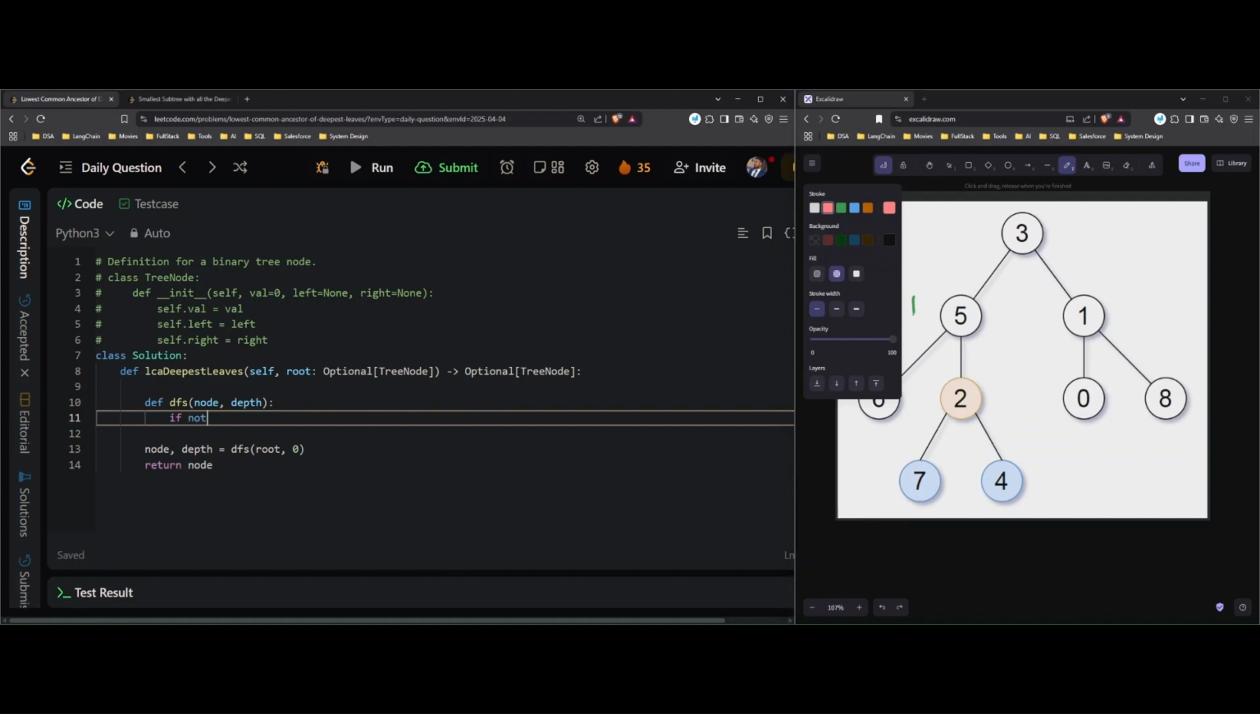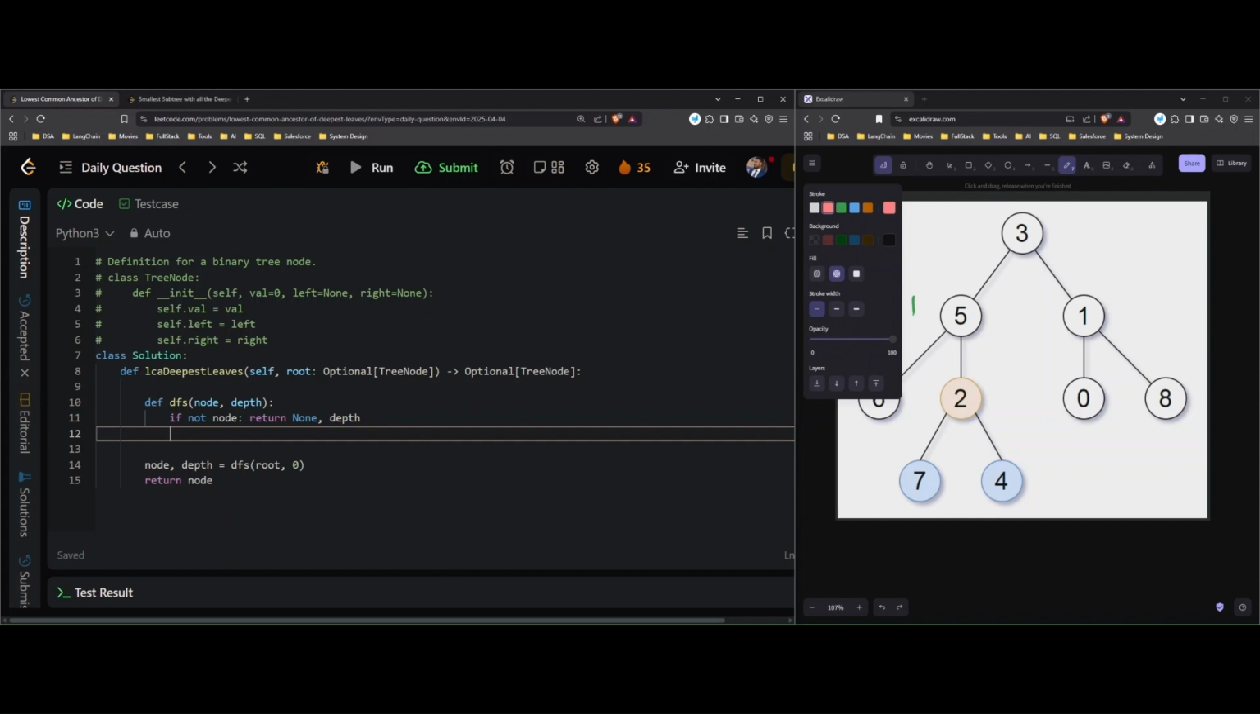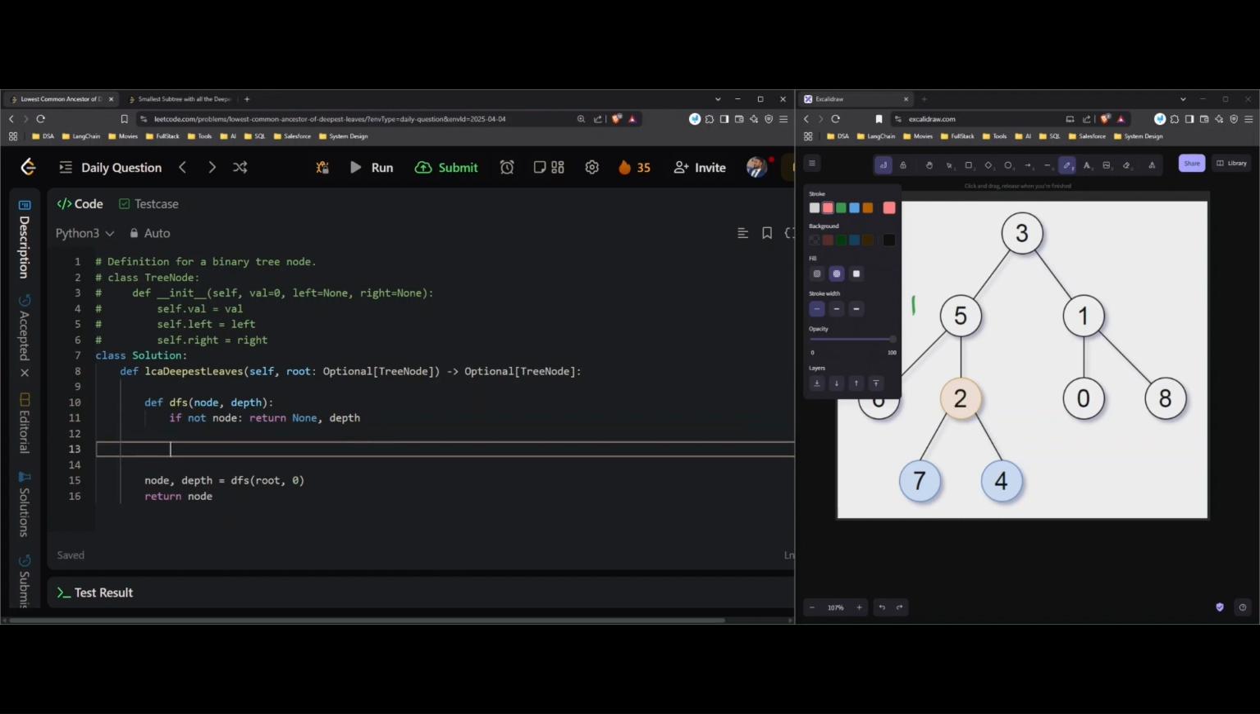So the condition would be: if not node, then we'll simply return, because with a null node we don't have anything. We can't change the value of depth because it's nothing. Okay, so we are done with the condition.